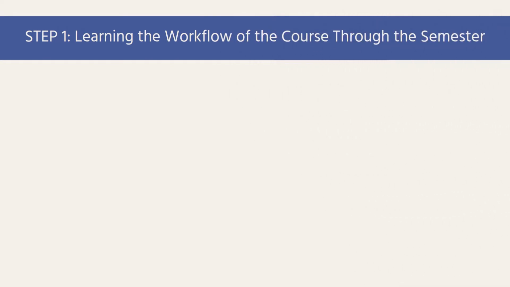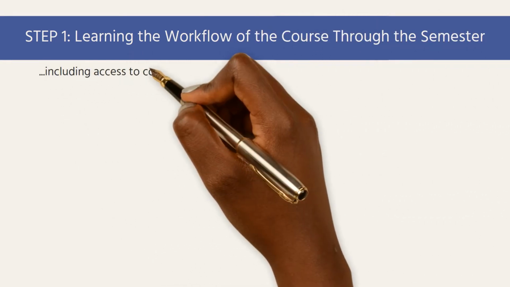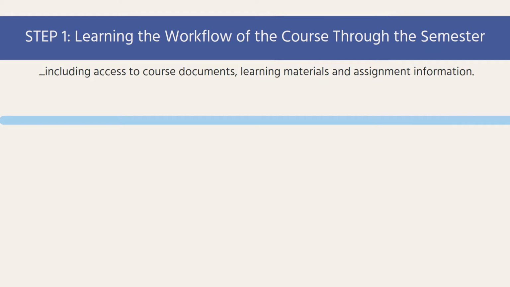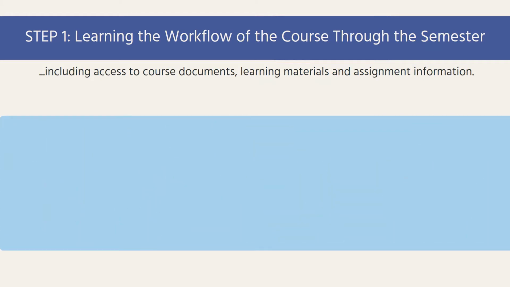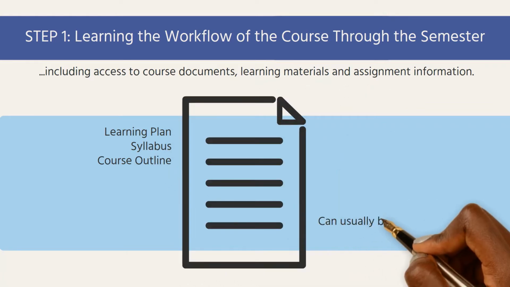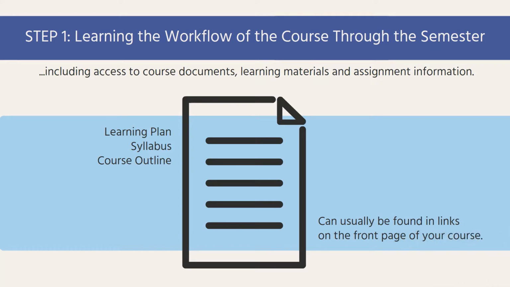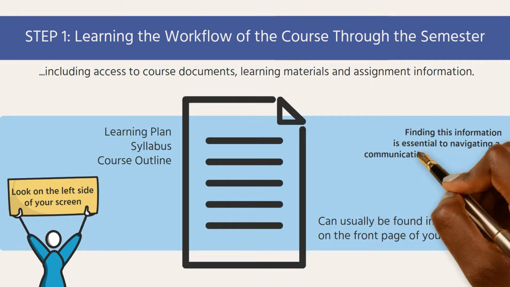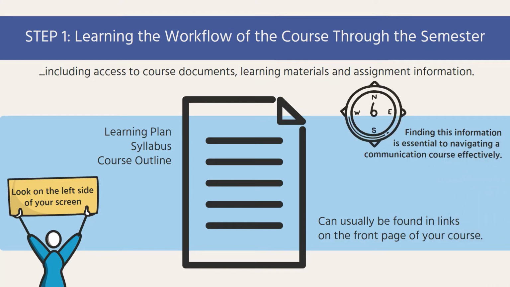Step 1 is learning about the workflow of your course, including access to course documents, learning materials, and assignment information. All courses should have documents called a learning plan, a syllabus, and a course outline. Often these documents can be found in links right on the front page of your course. Otherwise, have a look on the left side of your screen and you may also see a link to a learning plan, course materials, or a syllabus. Finding this information in your course first is essential to navigating a communication course effectively.